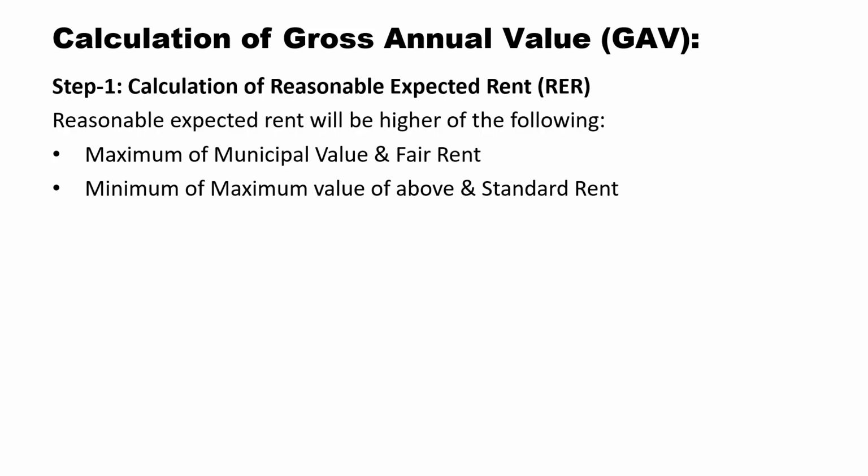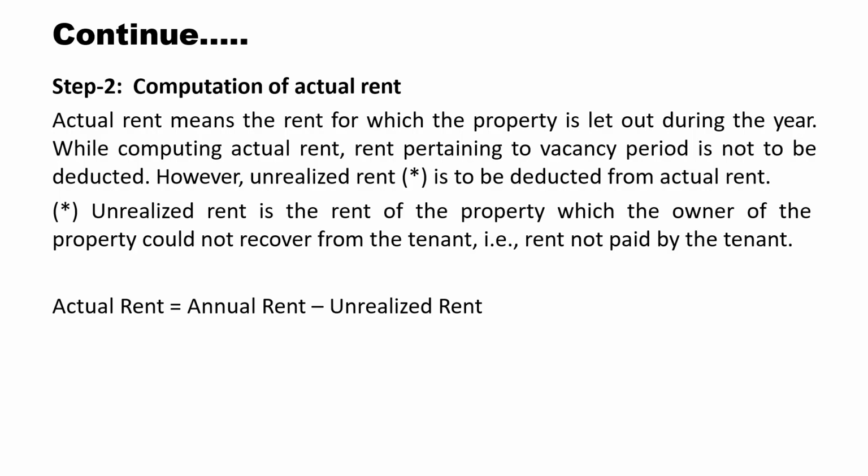For that, we have compared the municipal value and fair rent. We have found out the maximum of that, and then we have compared it with the standard rate, and the amount which is minimum from the standard rate and maximum of the municipal value and fair rate, that is our reasonable expected rate. Once we get the reasonable expected rent, then we have to find out the actual rent.